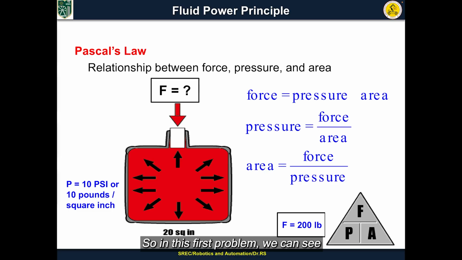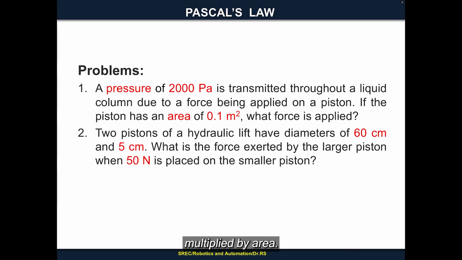So in this first problem, we can see that pressure is given, which is 2000 Pascal. Then the area is given, which is 0.1 meter square. Our objective is to calculate the force applied on the piston. So which easily we can calculate: force is equal to, based on the previous formula, pressure multiplied by area.